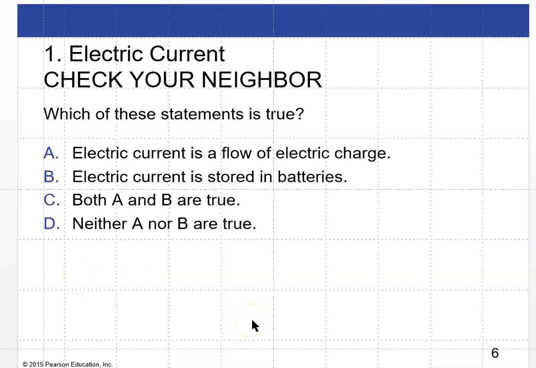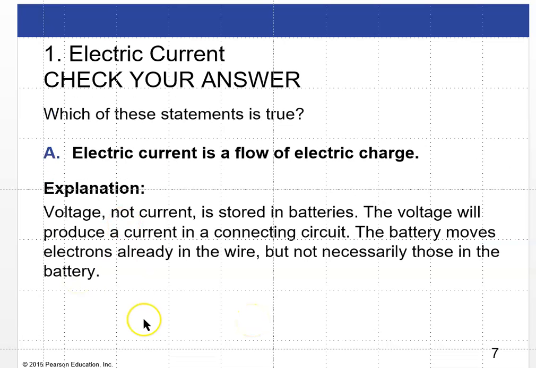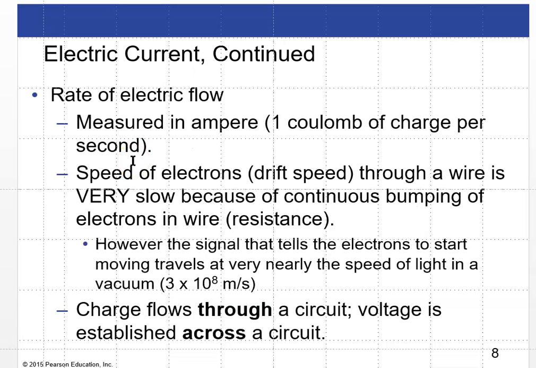Now, which of these statements is true? The electric current is a flow of electric charge. Voltage is stored. It's not current. The voltage will produce a current in a connecting circuit because it's basically the electrical potential. The battery will move electrons already in the wire, but not necessarily those in the battery. The rate of electric flow is measured in amperes. An ampere is, by definition, a coulomb of charge flowing past a point per second.